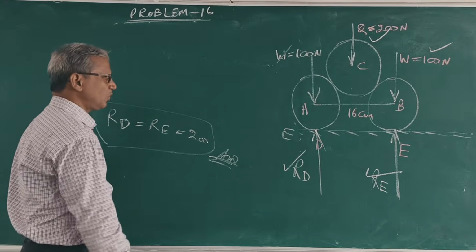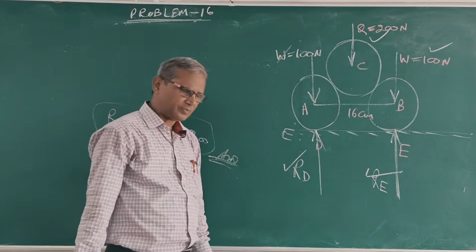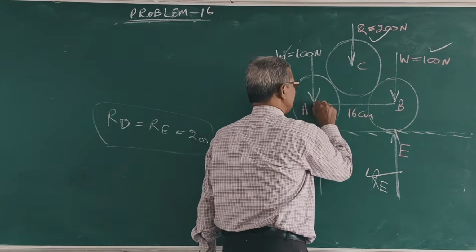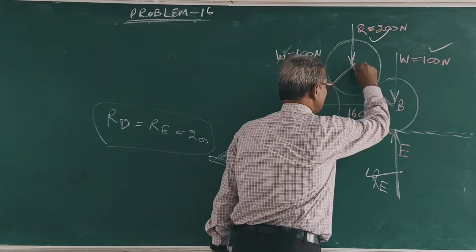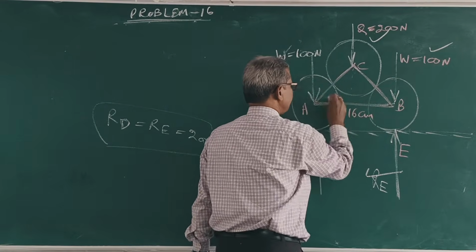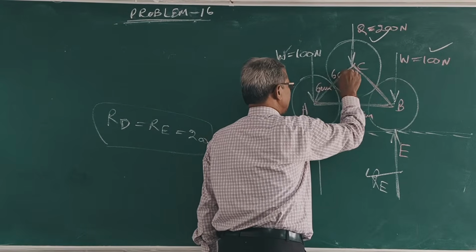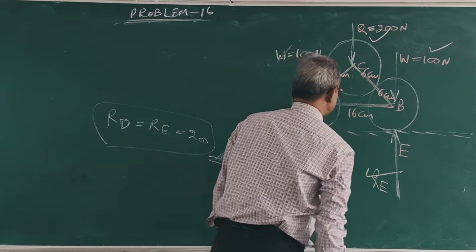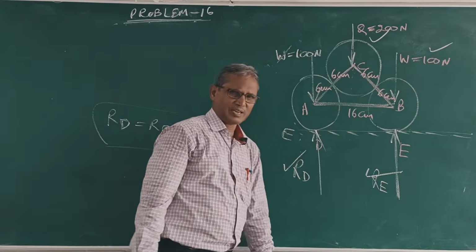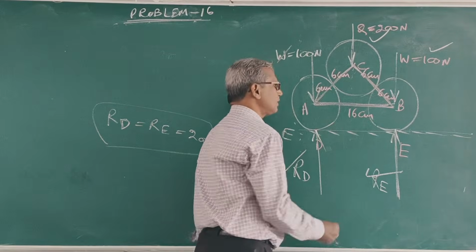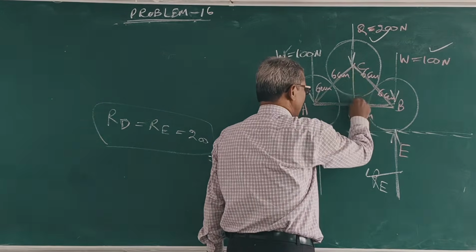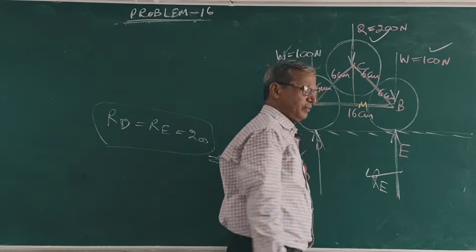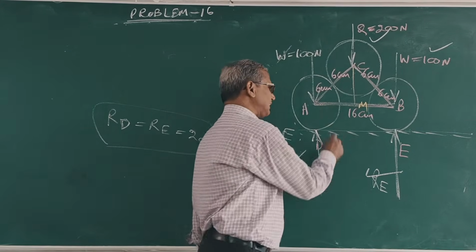Now we will find out what force is in AB. Now you see, at this contact, join all the centers. This is 6 m, this is 6 m, this is 6 m, this is 6 m, this is 16 m. Clear? Now this is divided equally into two parts, AM and PM. So this is 8 cm, this is 8 cm.